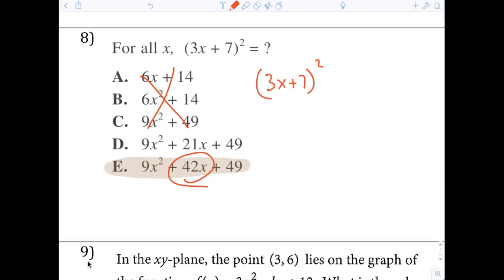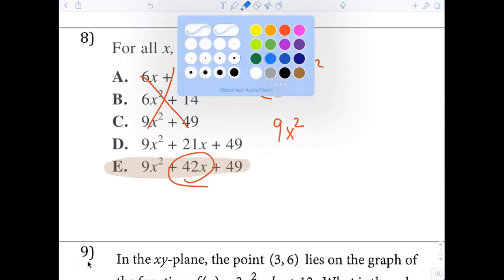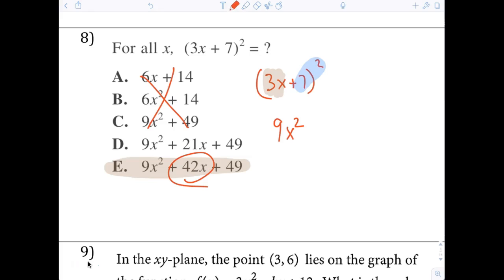So please listen. The first thing you guys all got right was 3x squared is what? 9x squared. And then, of course, the next one is 7 squared, which was what? A positive 49. Now listen, the middle term. Let me try to explain the quick way to get the middle term. Whenever you're squaring a binomial, here's what you're going to do. You're going to say 3x times 7. What's 3x times 7? 21x times 2.